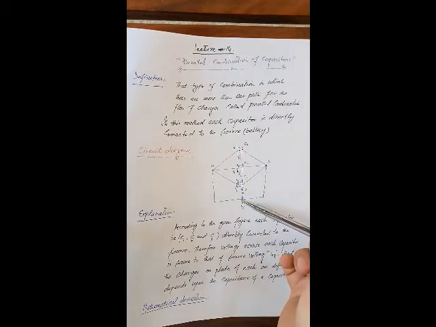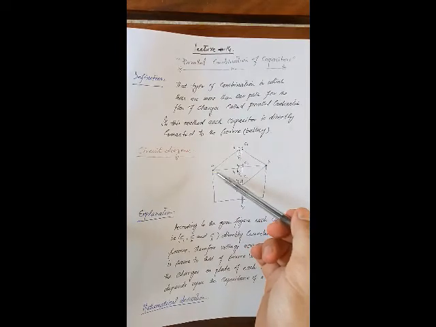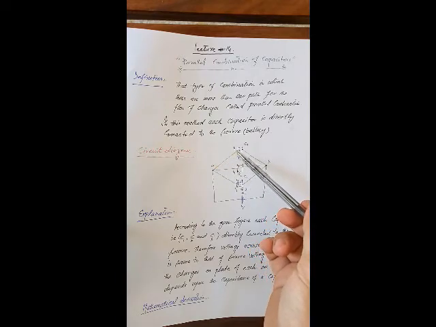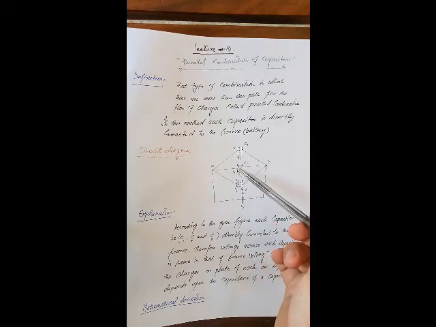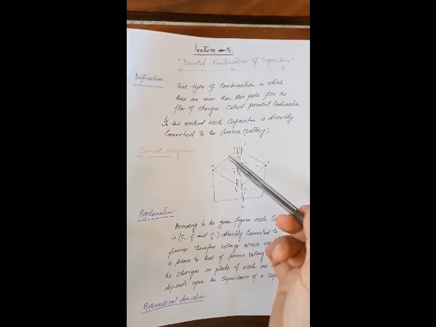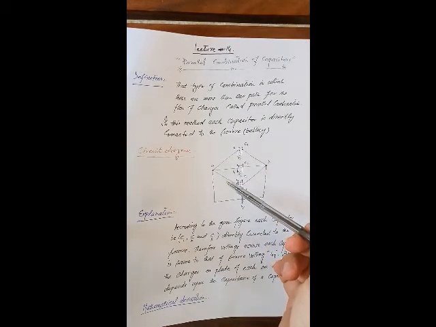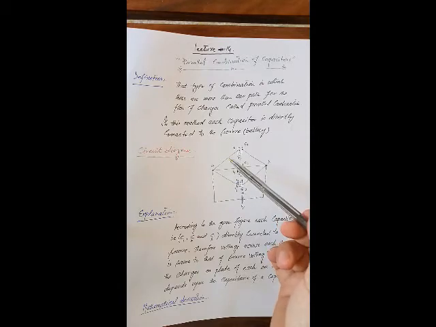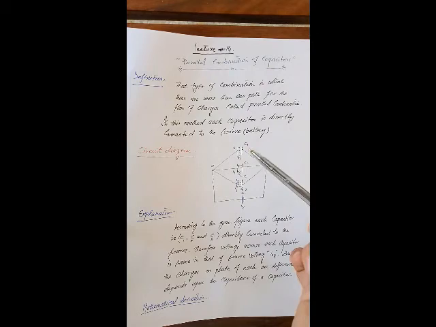This is the source, so charges flow from here to point A, then there are three paths: one leads to C1, another to C2, and the third to C3. So there is more than one path, meaning three paths. Such a combination of capacitors is called a parallel combination of capacitors.